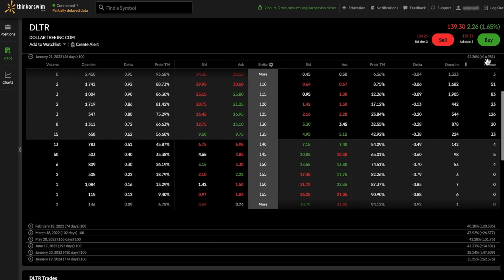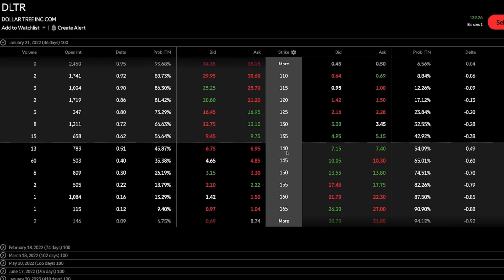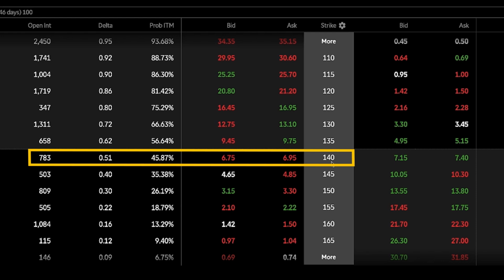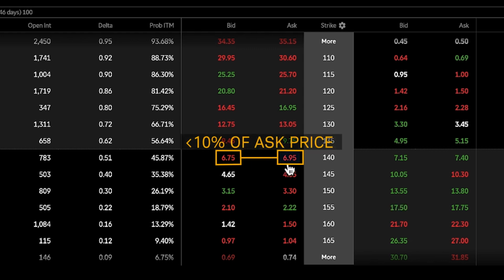So for my long call, I'm going to look for something at the money. We're looking to balance moderate costs with moderate probability of the option expiring in the money. For this example, with Dollar Tree, we're looking at the 140 strike and the premium is $695, which means that I'd pay $695 per contract, not including contract fees. And remember, we're looking for high liquidity. You can see that the difference between my bid and ask price is no more than 10%.